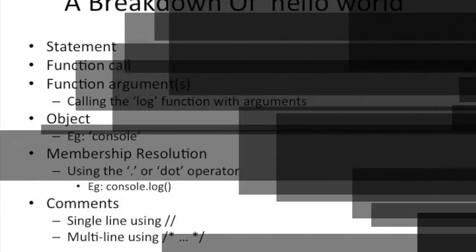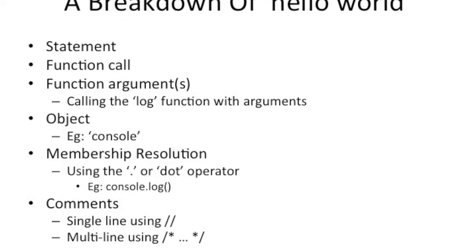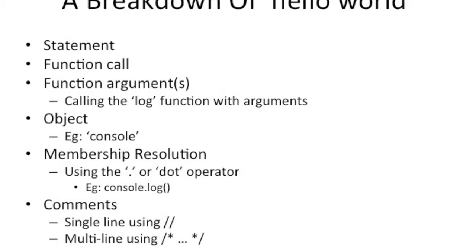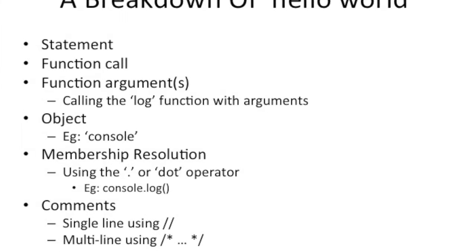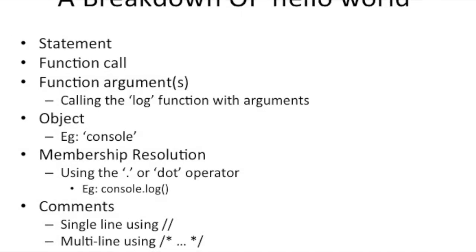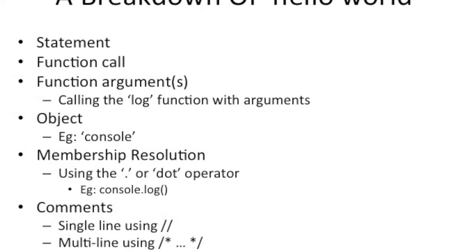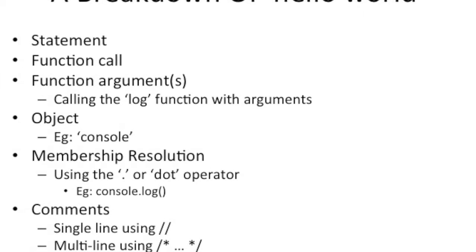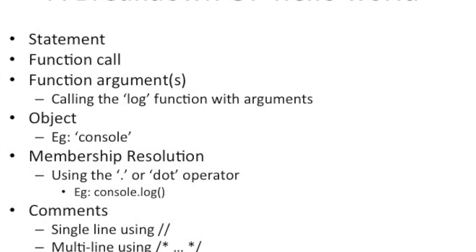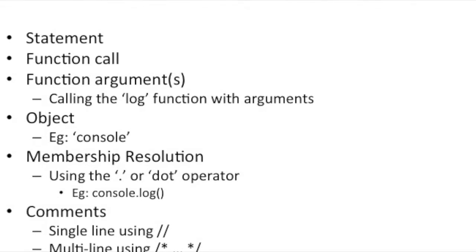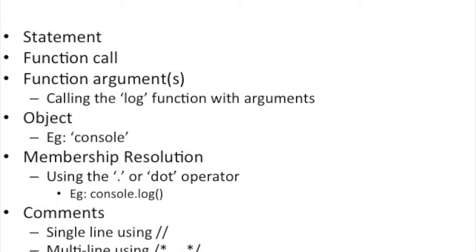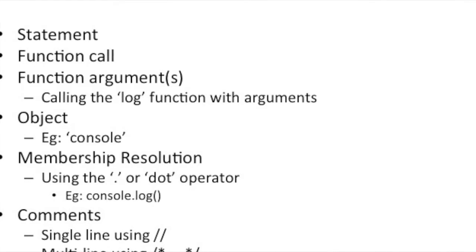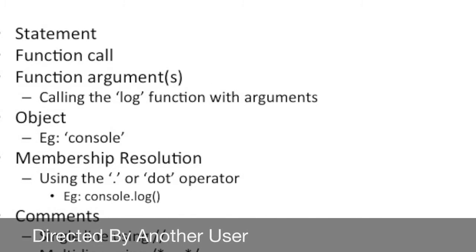Let's summarize. To wrap up, we looked at statements, function calls, function arguments, and an object, the console object. The function we called was log. Member resolution, using the dot to say that the log function belongs to this object. And then we looked at comments, single line comments and multi-line comments. All right, that seemed to be a lot, but look at all the concepts that were packed into that simple program, the Hello World program. The Hello World program looks deceivingly simple, but there are a lot of concepts there.